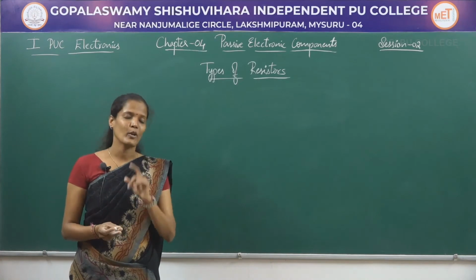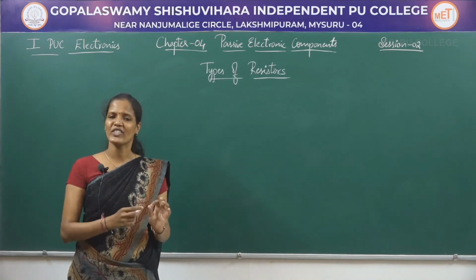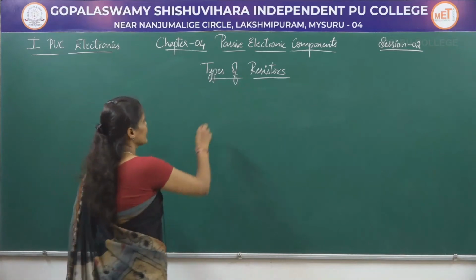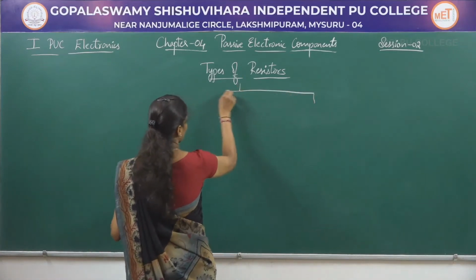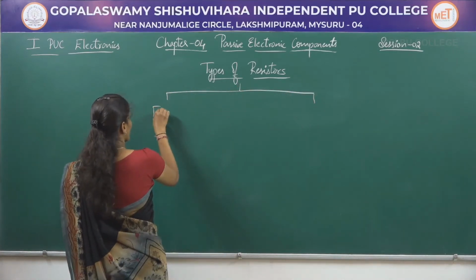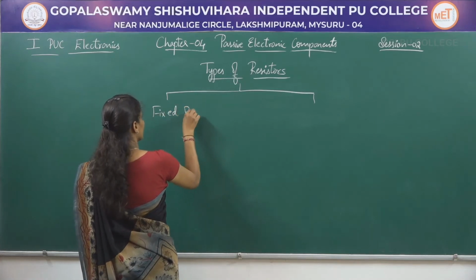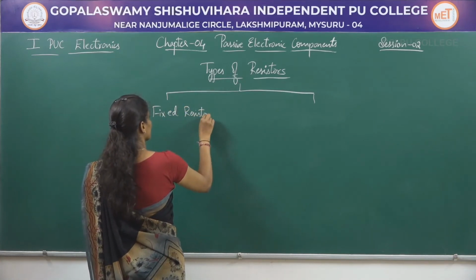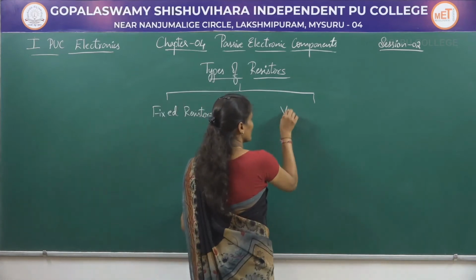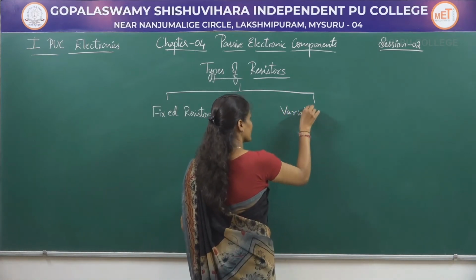These resistors are broadly classified into two types, that is fixed resistors and variable resistors. So they are broadly classified into two types: fixed resistors and the second one is variable resistors.